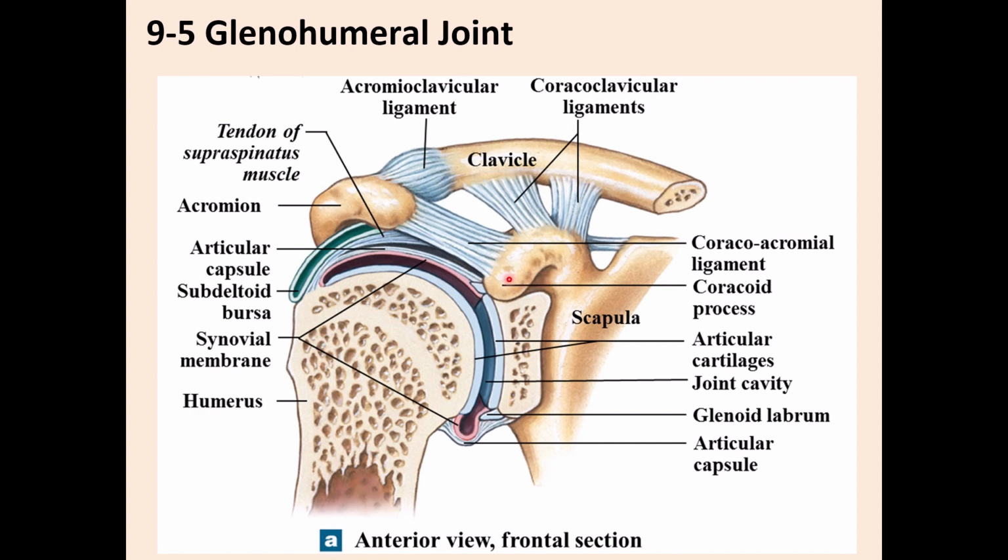Another one is connecting the coracoid process with the acromion. This ligament is called the coracoacromial ligament. Another one is connecting the acromion with the clavicle, and that's called the acromioclavicular ligament. See, it's so easy to remember. So these are the ligaments.